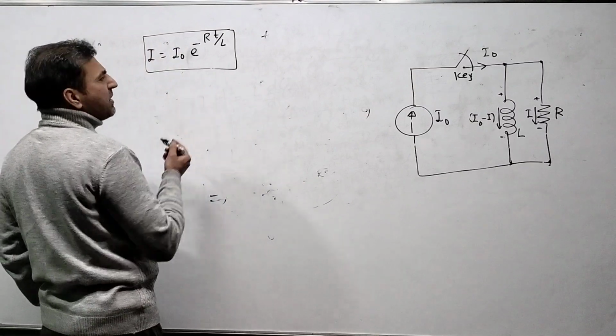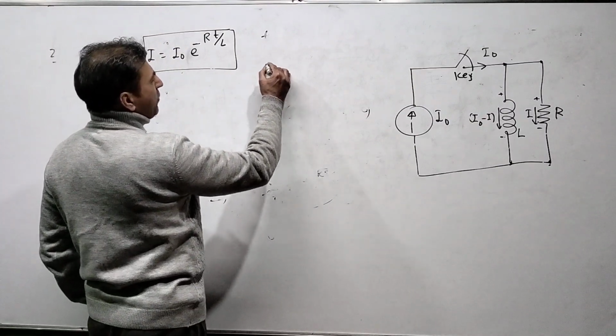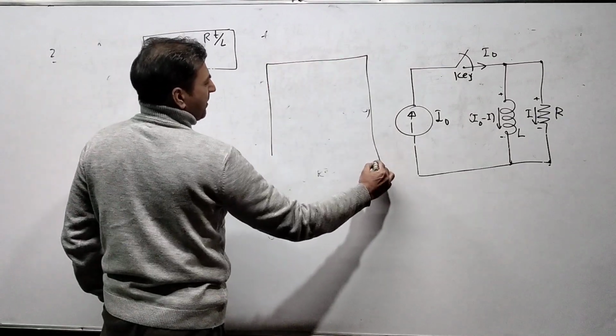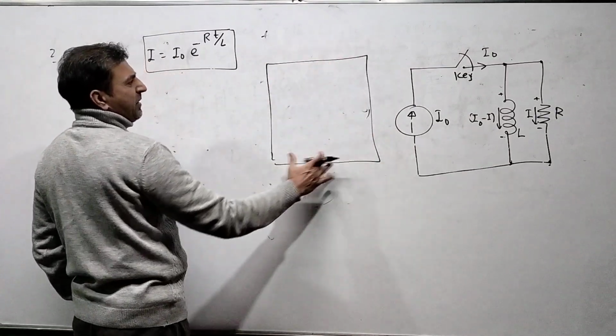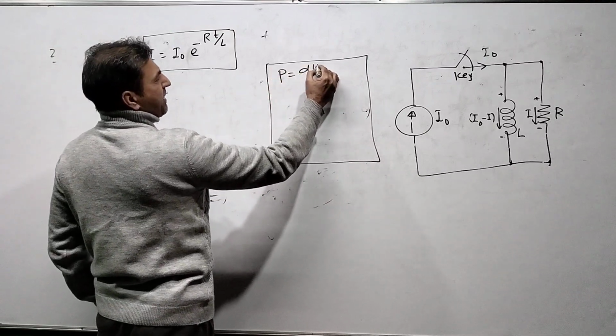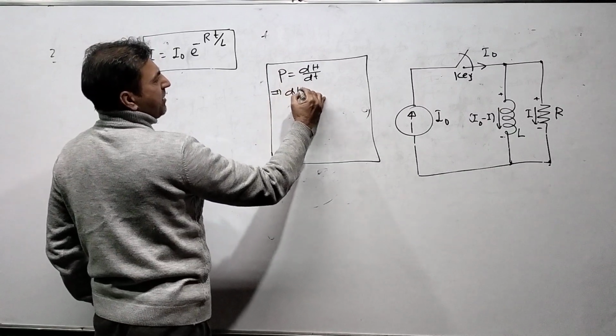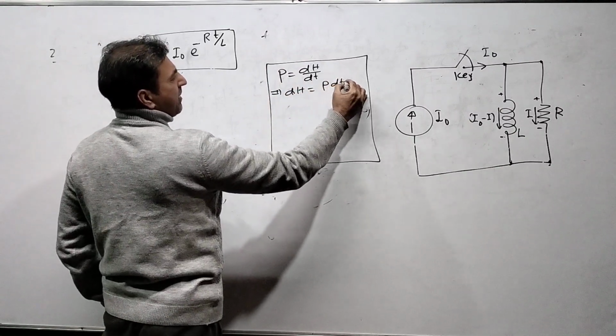We know what is the heat generated. Generally, what you write? This is the equation that you write. Let me show you certain things here in this box. Power is equal to dH by dt, heat produced per second. That will be dH is equal to P dt.